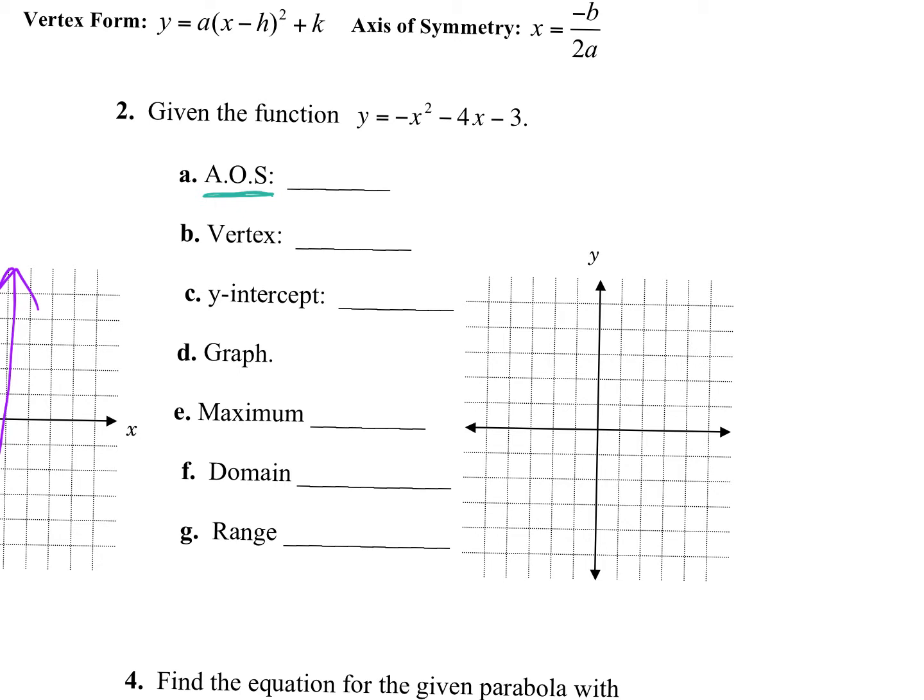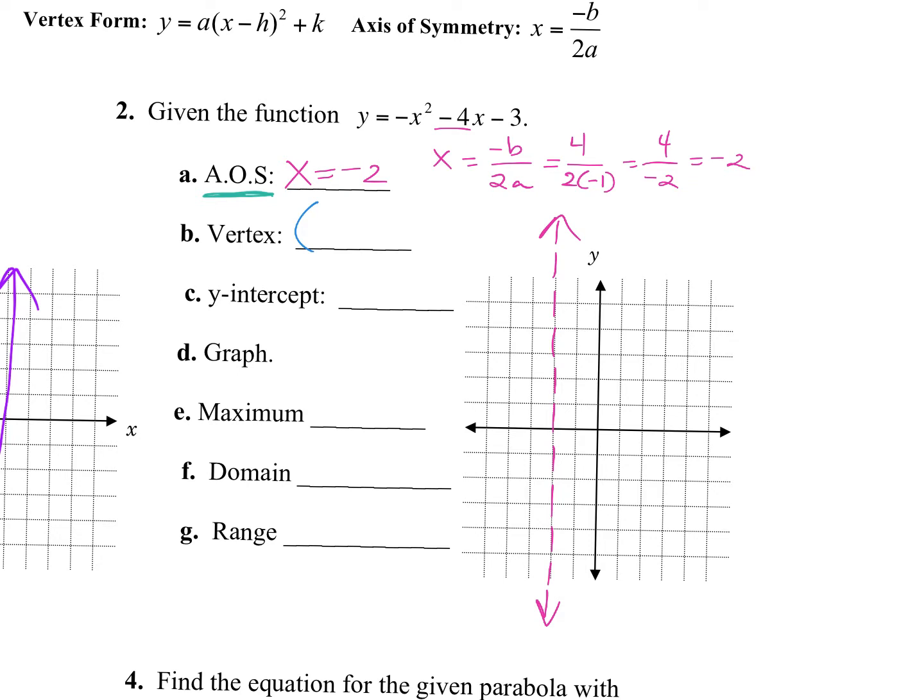How do you find your axis of symmetry on this one? Yes, x equals -b over 2a. So -b right now is a +4 over 2 times -1. So that's 4 over -2, which is a -2, okay? How do you write your axis of symmetry? X equals -2. So go ahead and plot that. X equals -2 is here. Okay. What is the X value for your vertex?